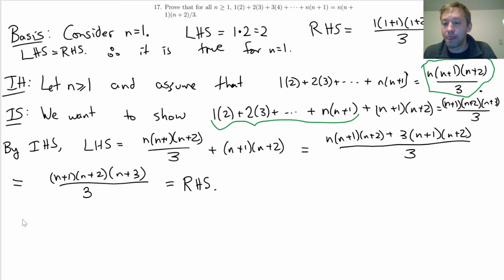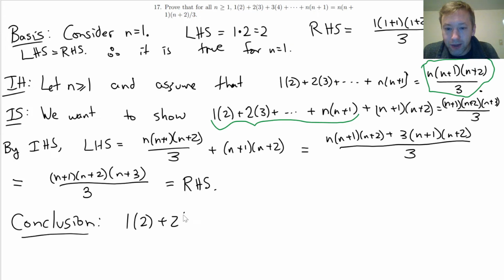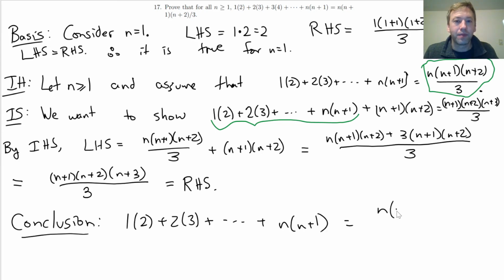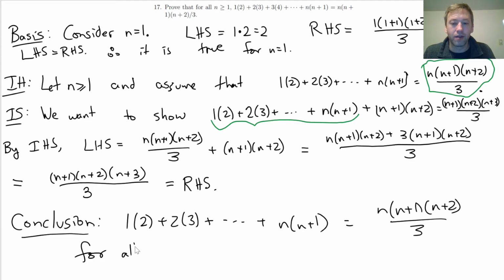And so we're done. Okay, so, well, we're not completely done, because don't forget to write your conclusion, otherwise you're going to lose marks. So 1 times 2 plus 2 times 3 plus dot dot dot up to n times n plus 1 is equal to n times n plus 1 times n plus 2 over 3 for all n at least 1. So as usual, the conclusion is just rewrite what you were supposed to prove.